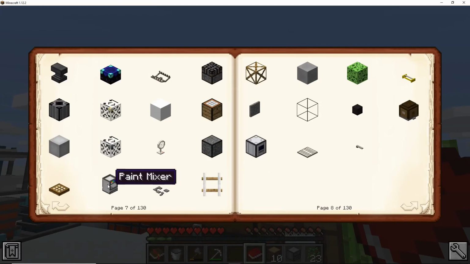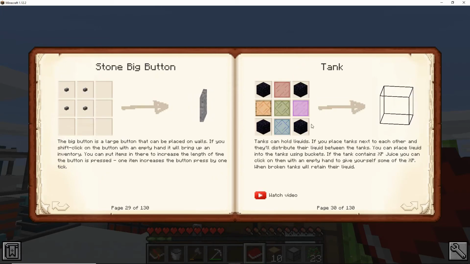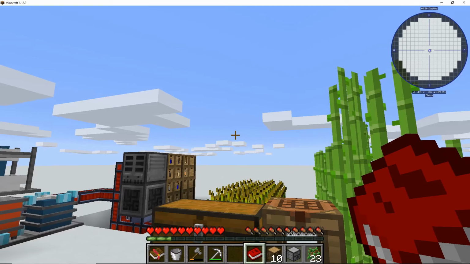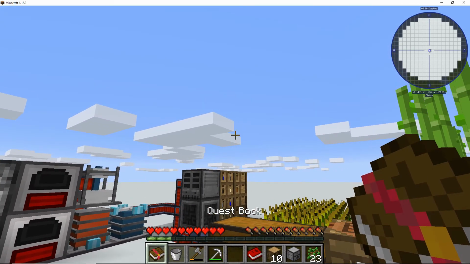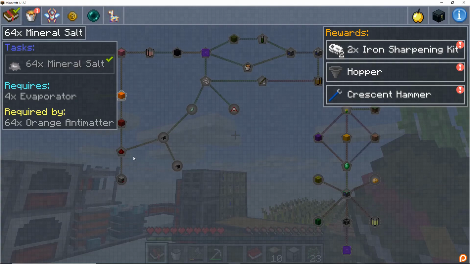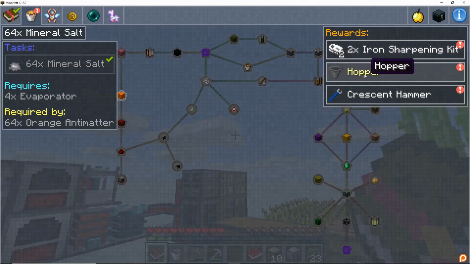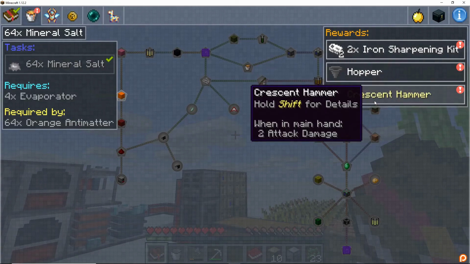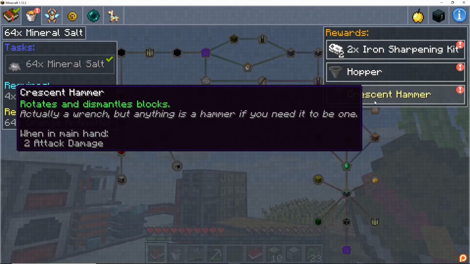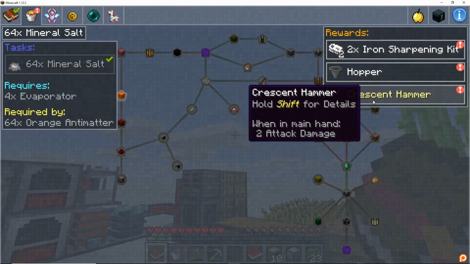Rope ladder, path, paint mixer. Ooh, got elevator, canvas, and fans. Okay, so lots of possible good stuff. So we've got tanks, green, we're gonna need obsidian. Okay, so lots of fun things. Let's look at chapter 2. We need, so iron sharpening, a hopper, and a crescent hammer. Actually a wrench, but anything is a hammer if you need it to be. Rotate and dismantle blocks.